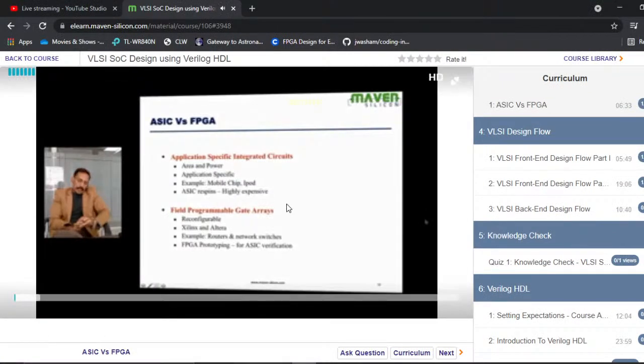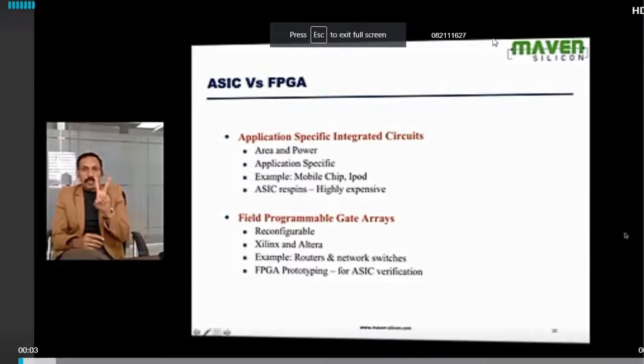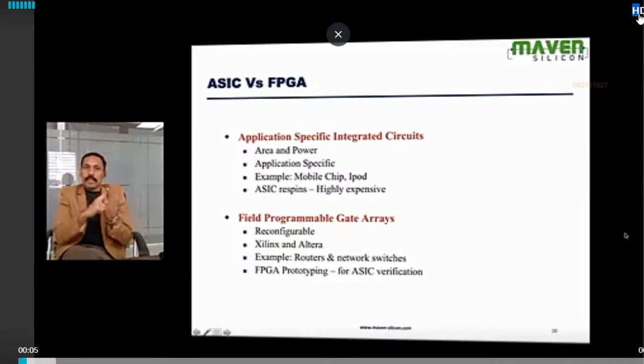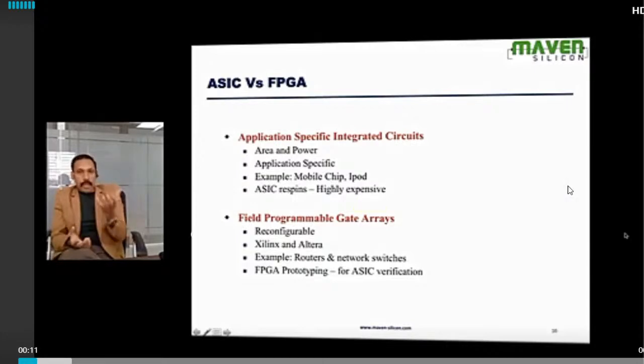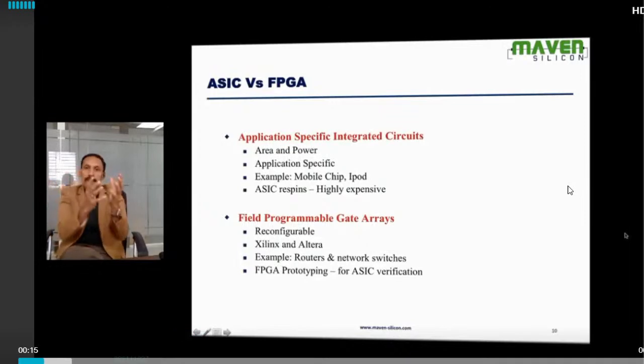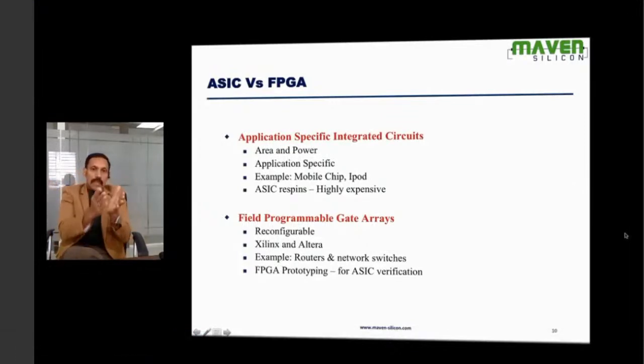ASIC and FPGA. In VLSI, there are two kinds of chips. One is ASIC, the other one is FPGA. Let's look at FPGA, Field Programmable Gate Array. It's a programmable chip. I would say a ready-made chip. We can buy this chip from the vendor. There are vendors like Xilinx and Altera, and you can create your own design. Later on, you can download your design into the chip. This is how it works.